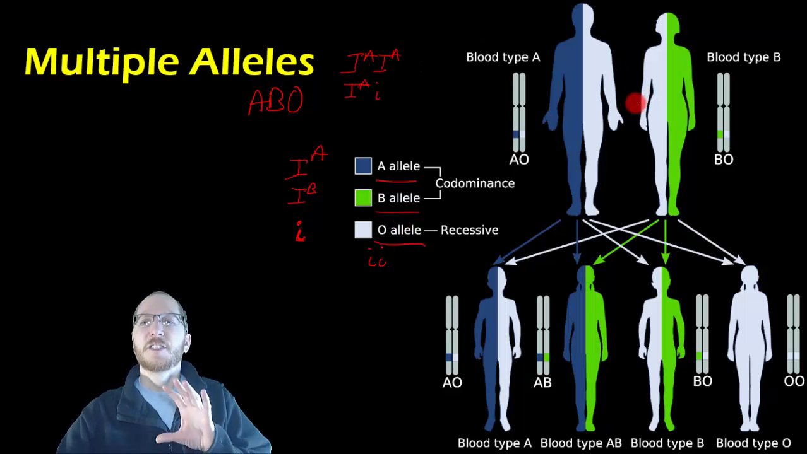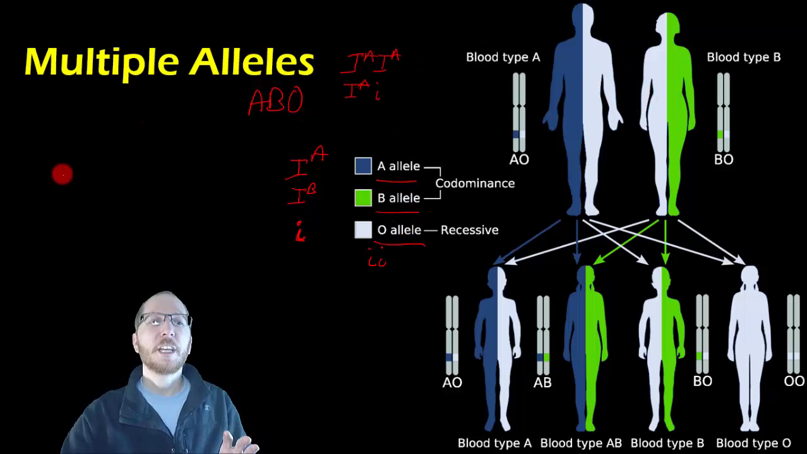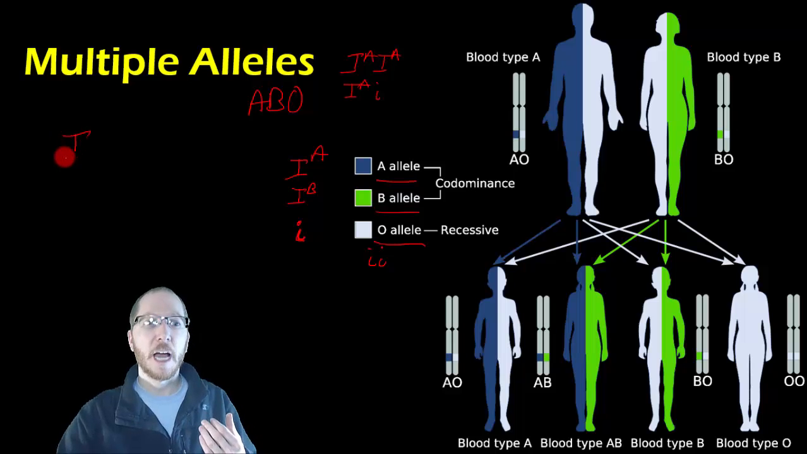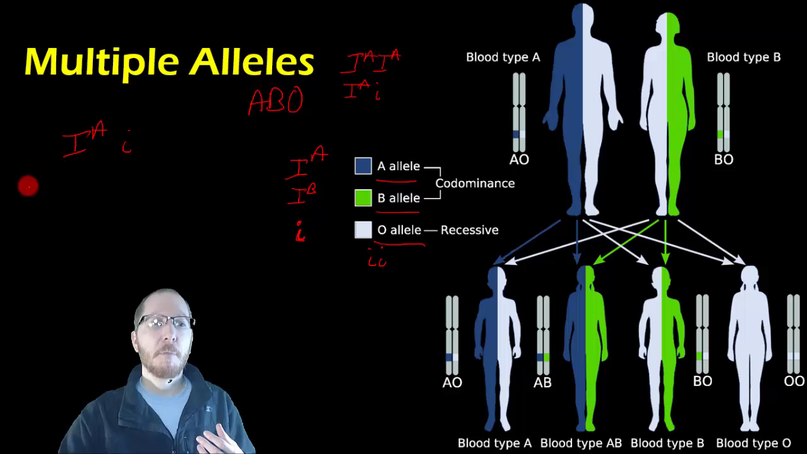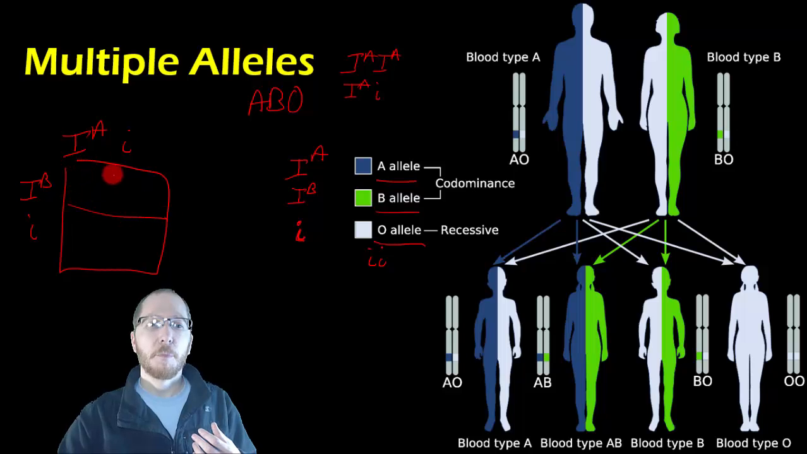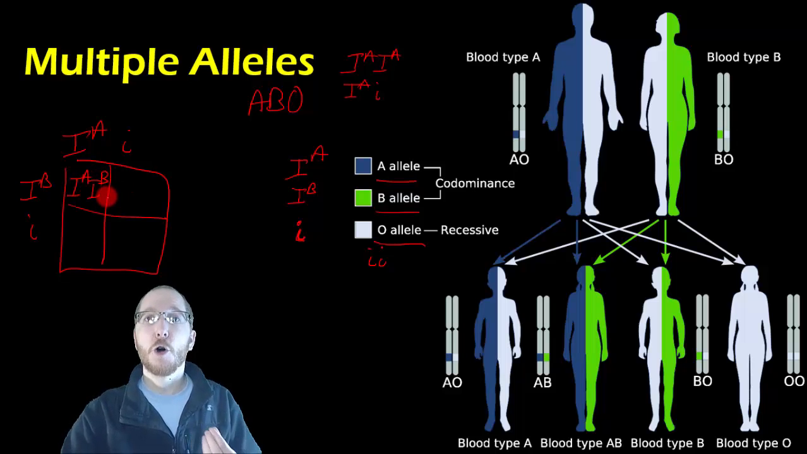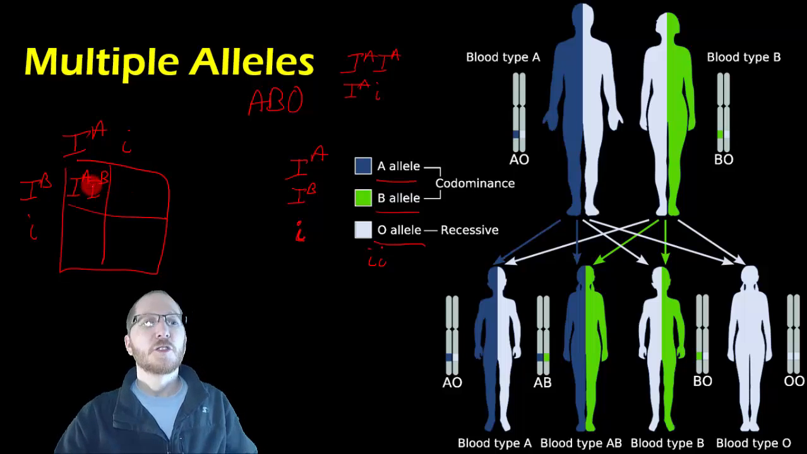So what we've got that's demonstrated over here is if we have one individual who has the genotype AO, and we have another individual, in this case the mother, who has the genotype BO. If we do this cross, if we set up this Punnett square, what you're going to see is we can get the blood type AB. Notice because they're codominant, they both would be expressed.